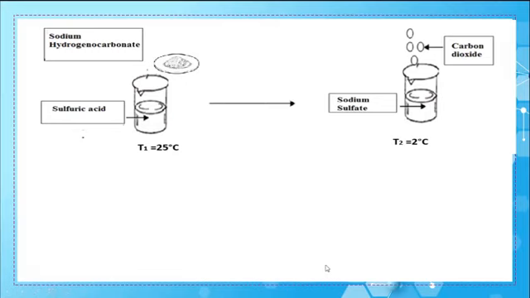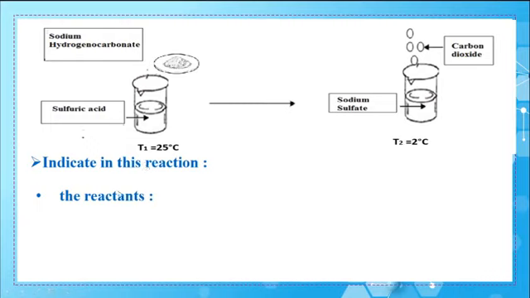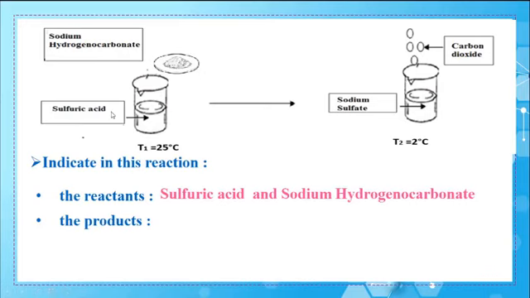This is also the experiment. In this reaction, indicate the reactants, where are the used substances at the beginning. What do we have? Starting from sodium hydrogen carbonate and sulfuric acid. Good. And what about the products, which are the obtained substances here? What are the products? Name them. They are sodium sulfate and carbon dioxide.